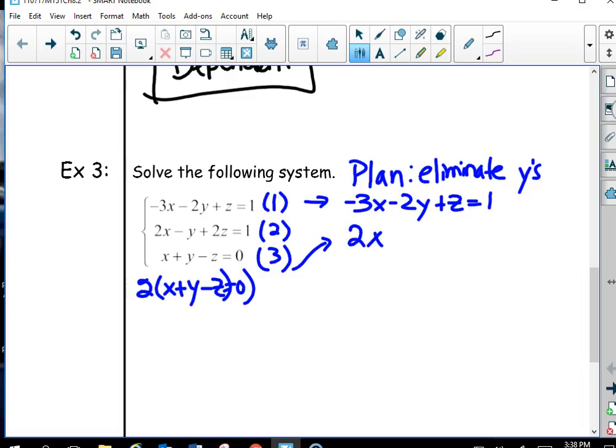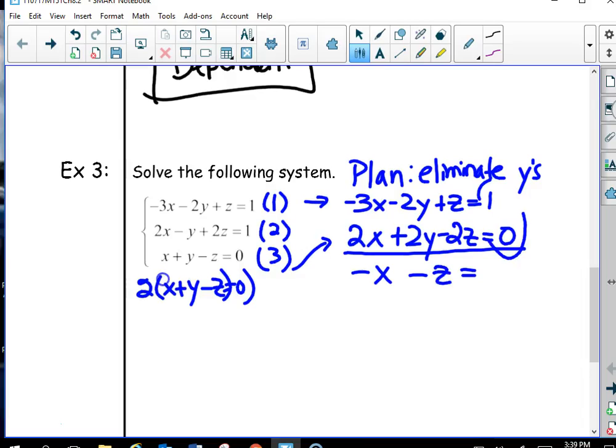2x plus 2y minus 2z equals 0. Having a hard time multiplying and writing at the same time. Okay, so when I combine these, I get negative x, my y's go away like I planned, and I get a negative z is equal to, don't forget to combine your numbers, a 1. So I'm going to call that equation A. I'll come back to equation A.